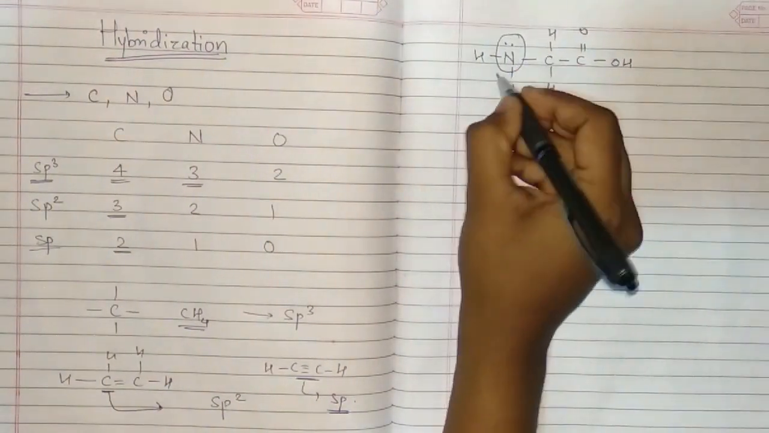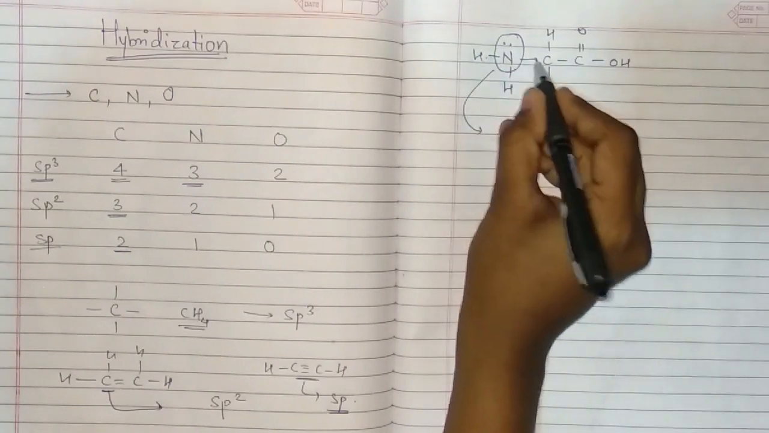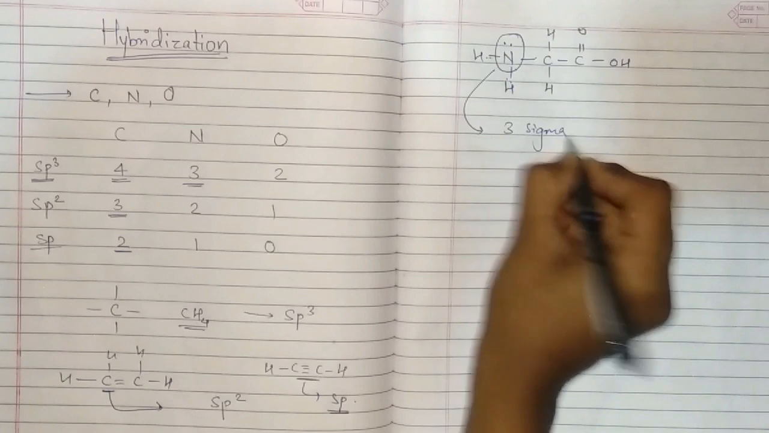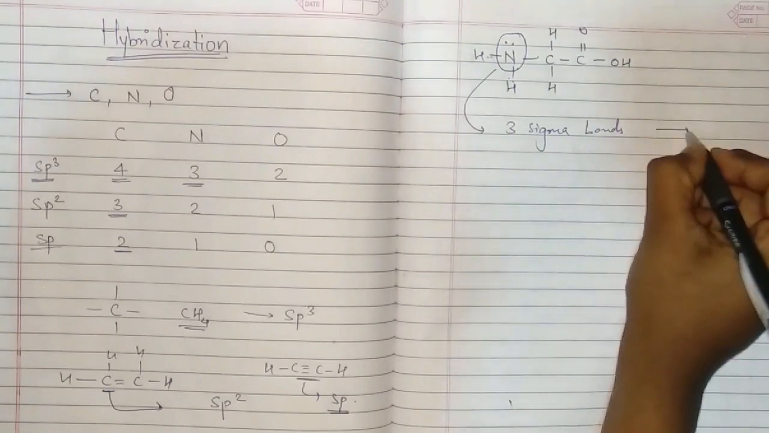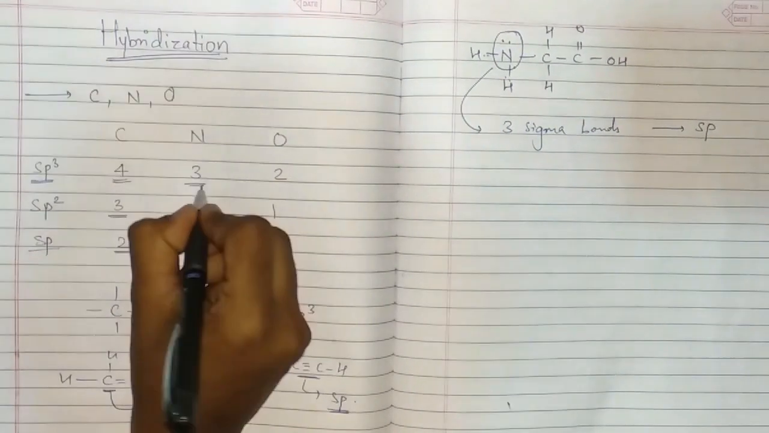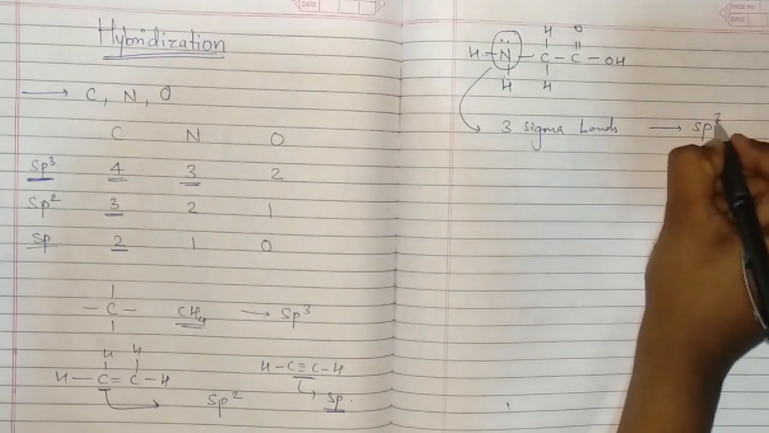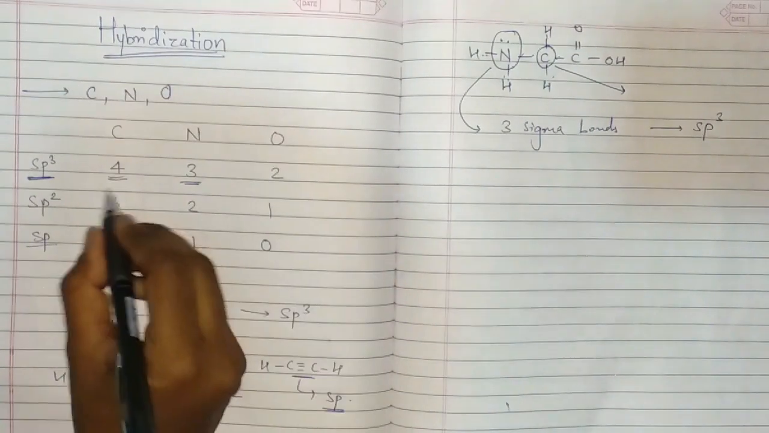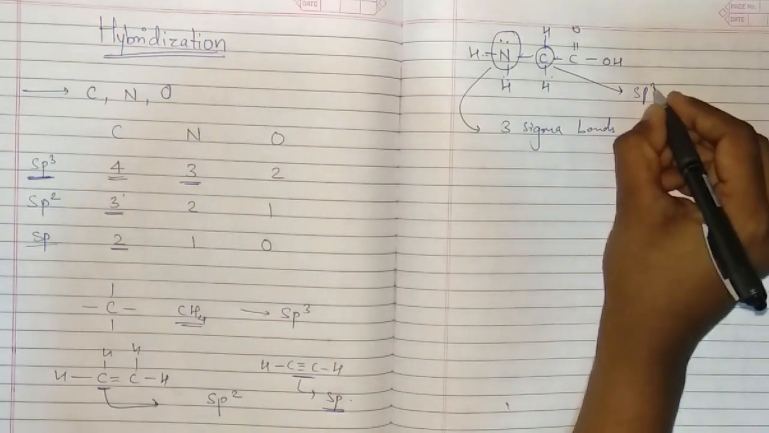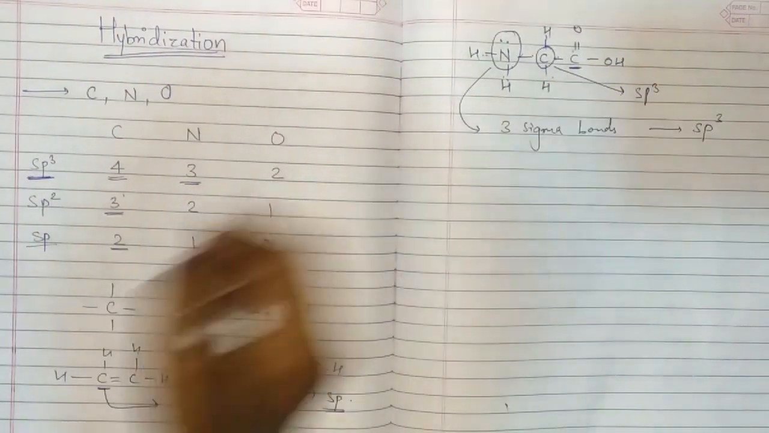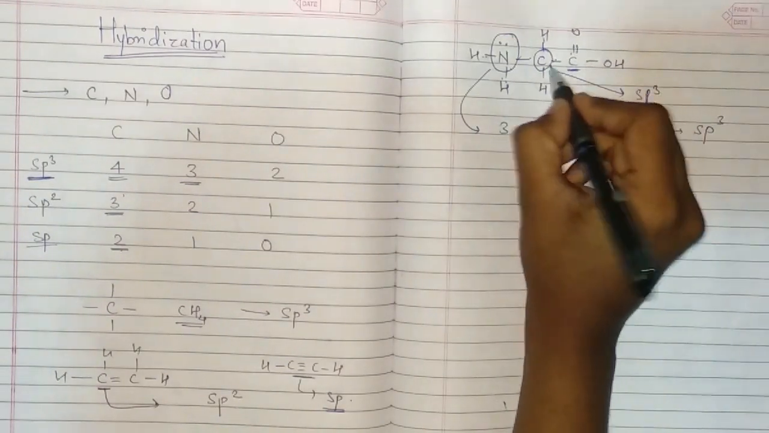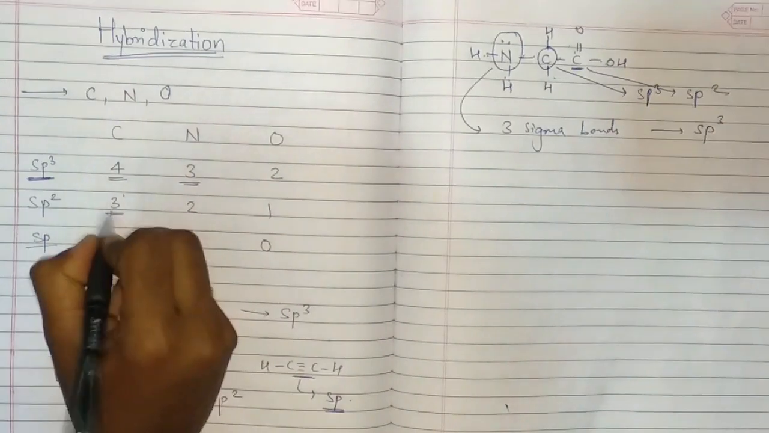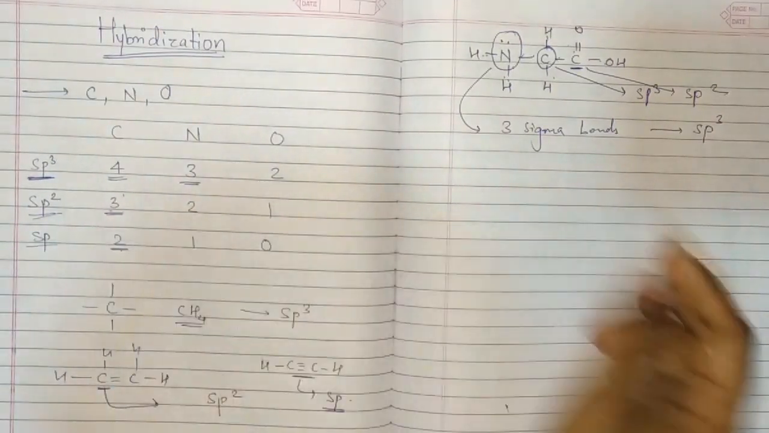So to calculate the hybridization of this nitrogen, this nitrogen is attached to 3 sigma bonds, so the hybridization is sp3. Now this carbon is attached to 4 sigma bonds, so the hybridization is sp3. This carbon is attached to 1 double bond and 3 sigma bond, so the hybridization is sp2. 3 sigma bond, hybridization is sp2.